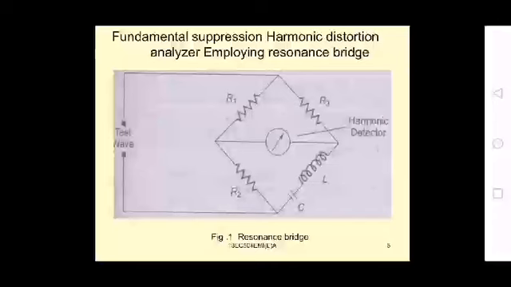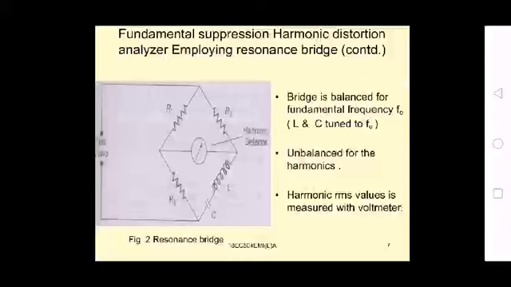When you change the values of L and C such that the bridge is unbalanced, then you will get the harmonics. Those harmonics will be detected by your harmonic detector. That is the principle of operation used in this resonance bridge. As the bridge is balanced for the fundamental frequency component, we are suppressing that component. That is, if your L and C are tuned to F0, your bridge is balanced, and when it is balanced, we are suppressing the fundamental component. The same bridge is unbalanced for the harmonics.